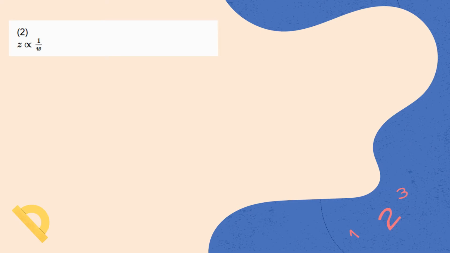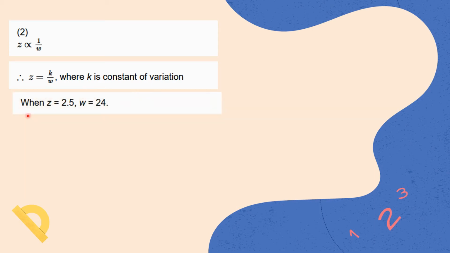The second one, it is said Z is inversely proportional to 1 upon W. If we write this in the form of an equation, we have Z is equal to K upon W, where K is the constant of variation. Z is given as 2.5, W is given as 24. Substitute these values in your equation of variation and find the value of K. So we have 2.5 is equal to K upon 24.